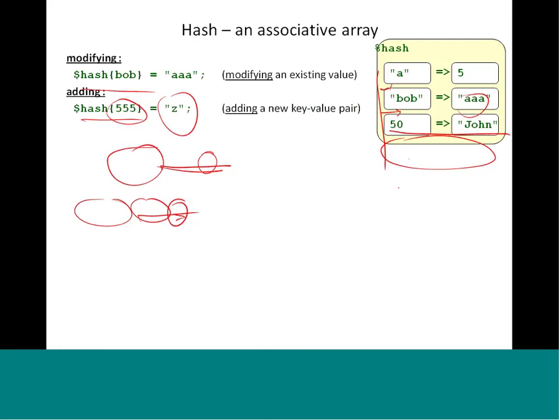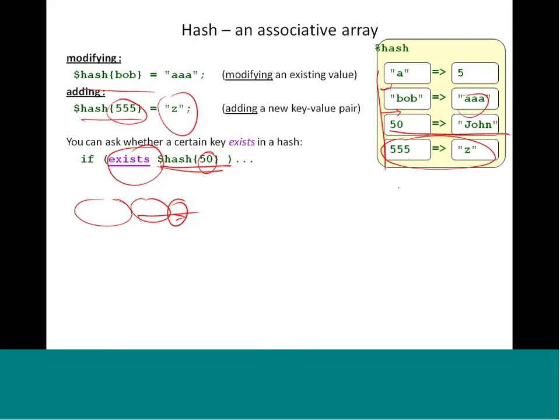And we always use the exists function to find if a particular key value pair exists in the hash array. We cannot just test the hash of the key to see whether it exists, because if the element's value is 0, that logical test will return a false value. So the exists function is the surest way to ensure that that particular key exists in the hash array.